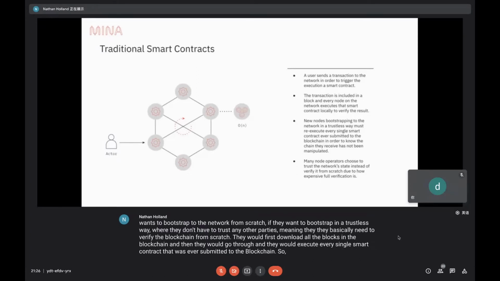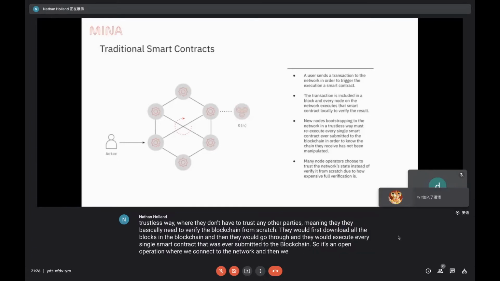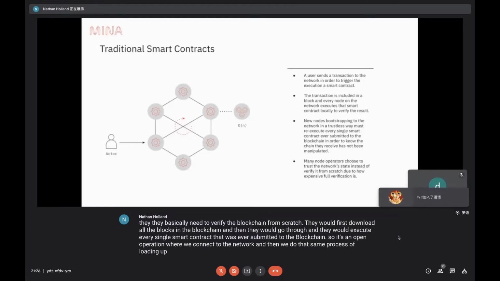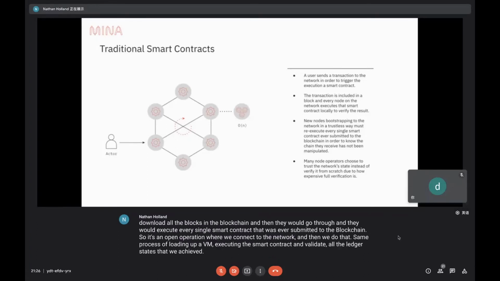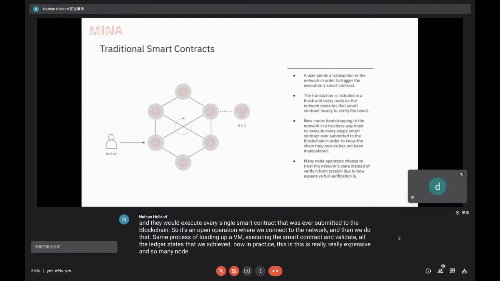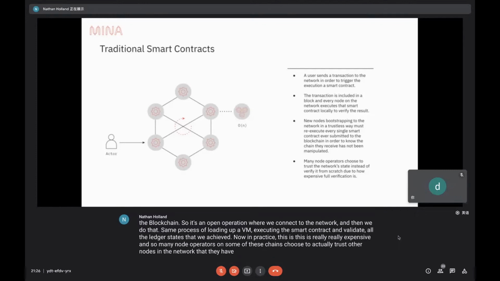So it's an O of N operation where we connect to the network, and then we do that same process of loading up a VM, executing the smart contract, and validating all the ledger states that we achieve. Now, in practice, this is really, really expensive, and so many node operators on some of these chains choose to actually trust other nodes of the network that they have already verified the state, rather than doing full verification.